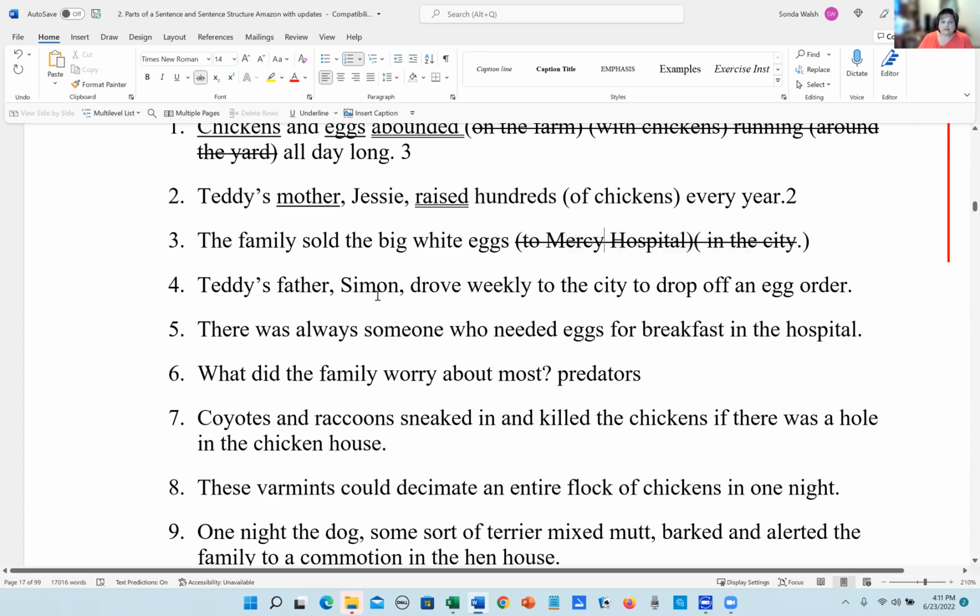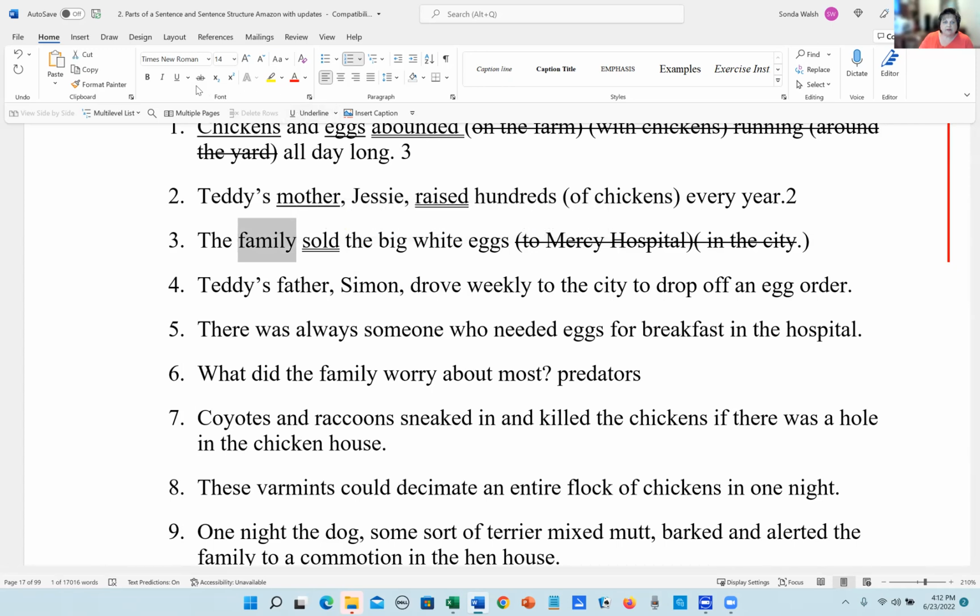All right, what is the action that happened? The action is sold. I'm going to underline sold with 2 lines. Who sold or what sold? Who sold the big white eggs? What sold the big white eggs? The answer to that is family. So family is the subject.